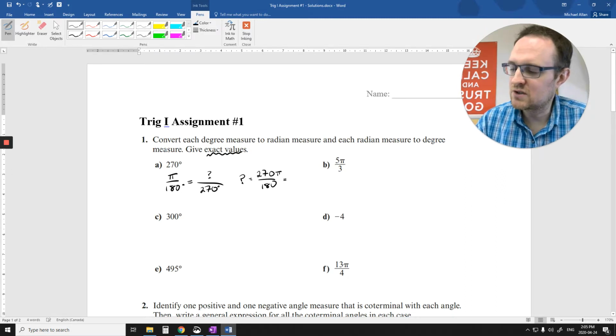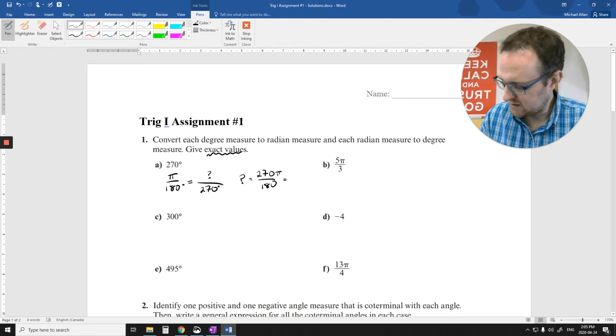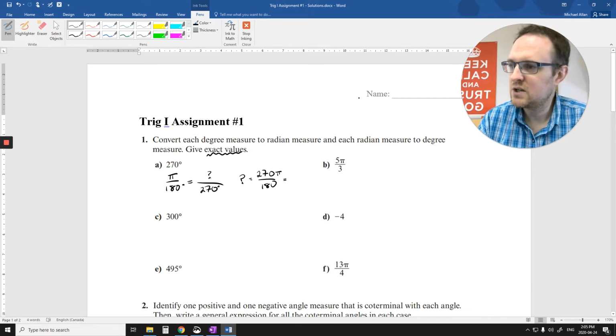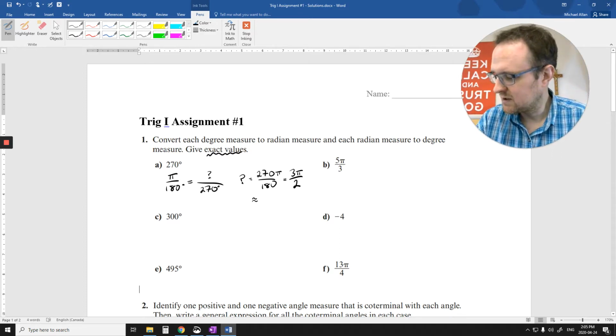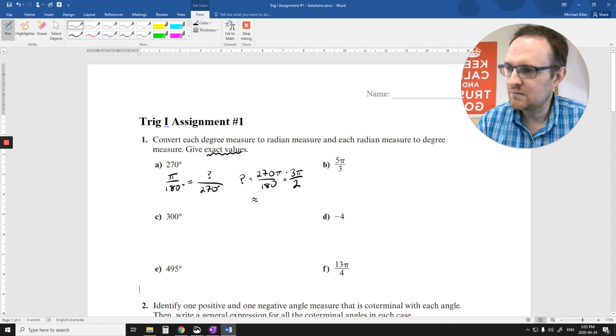Then you reduce down the numbers, ignoring the pi, and you get 3 over 2 pi. If you want to change that into an approximate number, you can. You could just do the math: 3 times pi divided by 2, and you get 4.71.